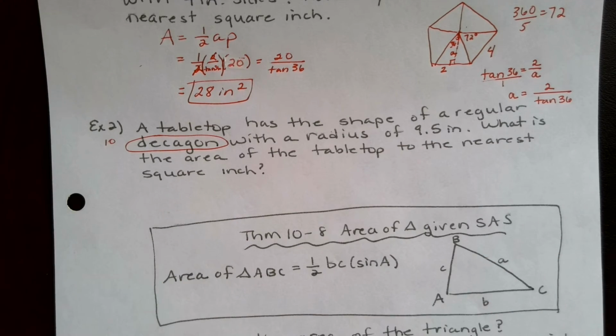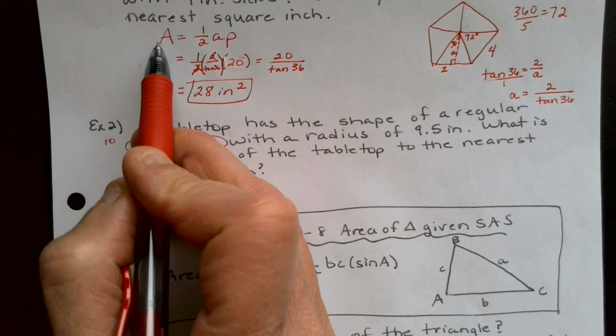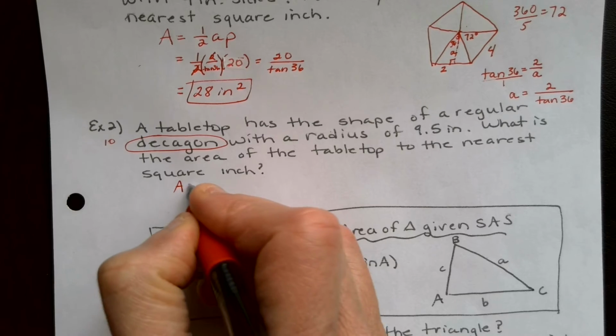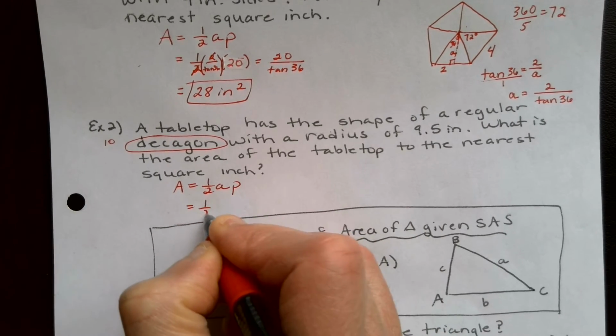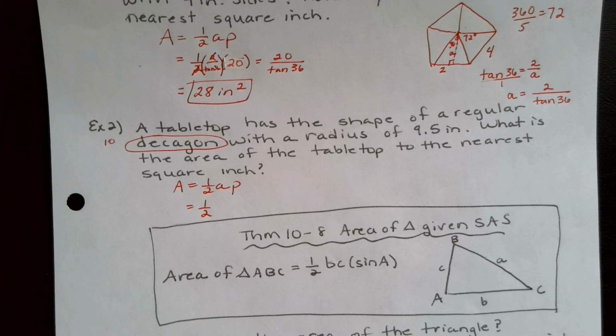So let's start off with that formula again, which I have right up here. The area of a regular polygon is 1/2 the apothem times the perimeter. And the perimeter in this case would be what, Jonathan?